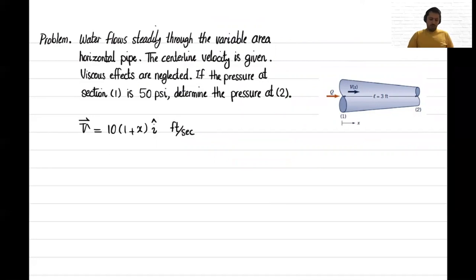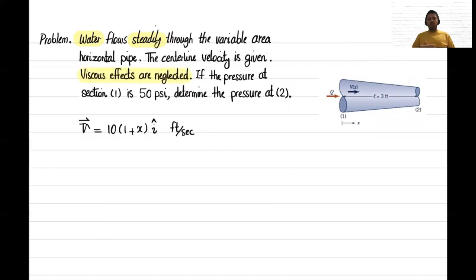In here, the problem says that water flows steadily through the variable area horizontal pipe. So it's water, and water is an incompressible fluid, and it says that it flows steadily. So we have the steady flow. And the centerline velocity is given. Here we have the equation for the centerline velocity. And the viscous effects are neglected. So it's inviscid.